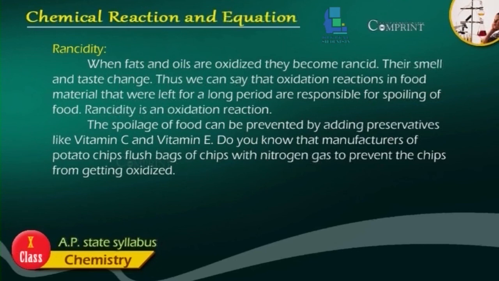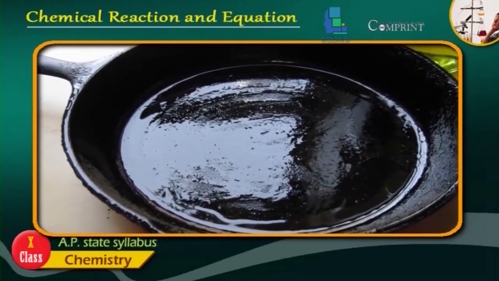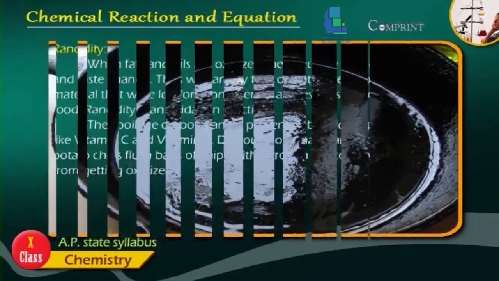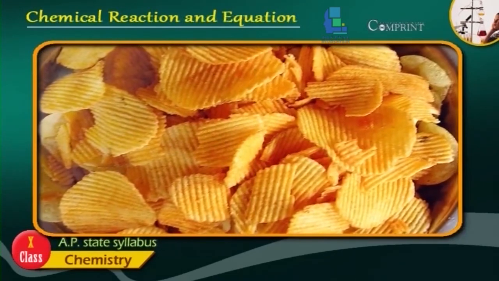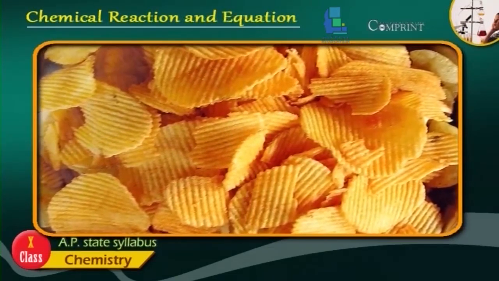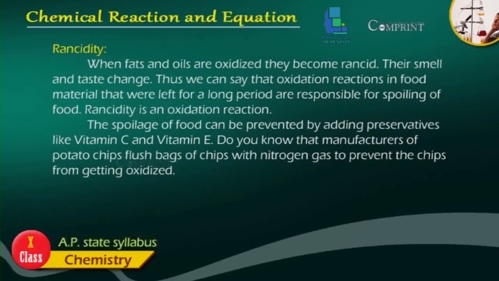Rancidity. When fats and oils are oxidized, they become rancid. Their smell and taste change. Thus, we can say that oxidation reactions in food material that were left for a long period are responsible for spoiling of food. Rancidity is an oxidation reaction. The spoilage of food can be prevented by adding preservatives like vitamin C and vitamin E. Do you know that manufacturers of potato chips flush bags of chips with nitrogen gas to prevent the chips from getting oxidized?